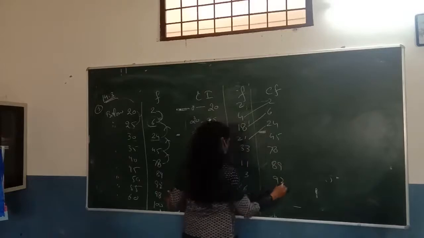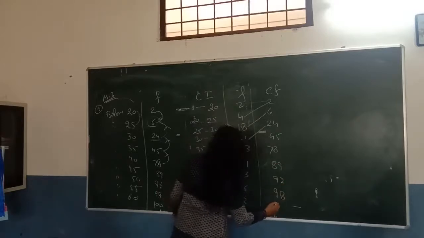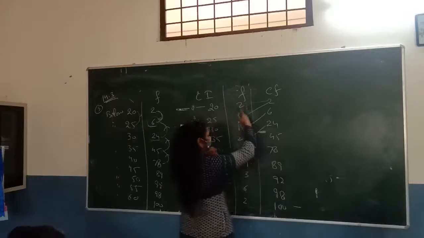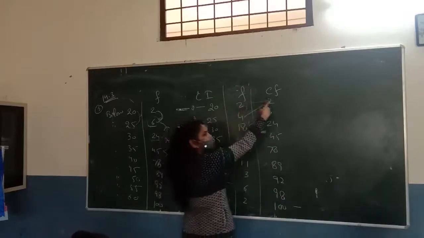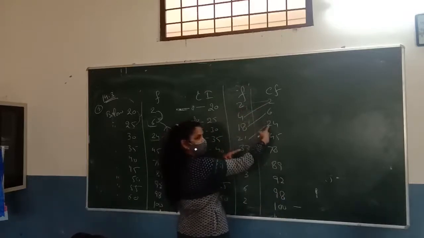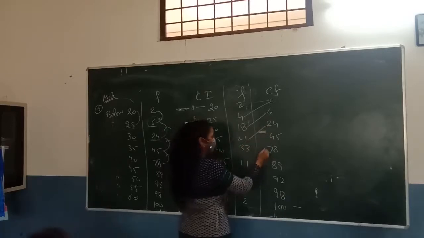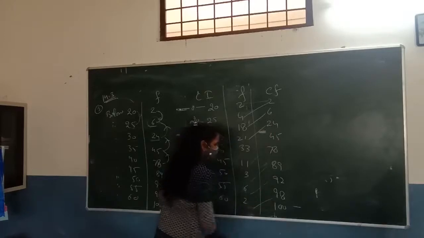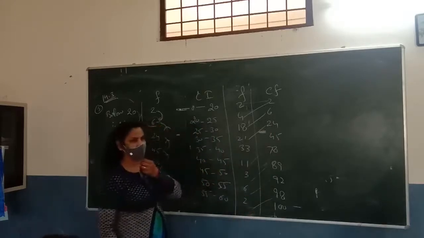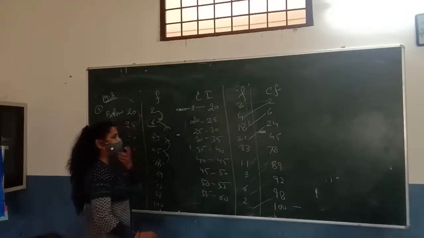Nandita, are you clear? How can we make the CF table? By adding these values diagonally. 2 plus 4, 6. 6 plus 18, 24. 24 plus 21, 45. 45 plus 33, 78. And add diagonally these numbers. So you can make the CF table. Okay? So this is the method to prepare the CF table.